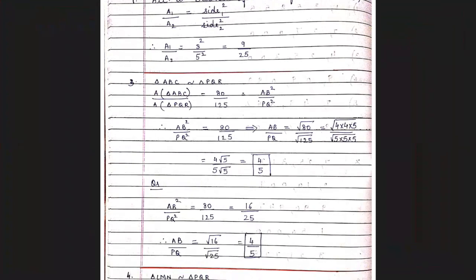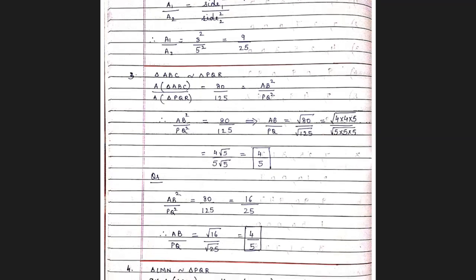Therefore, AB upon PQ, you have to find the square root of 80 and 125. 80 can be written as 4 into 5. 4 5s are 20, 4 20s are 80. Same way 125 can be written as 5 into 5 into 5. Now one 5 gets cancelled with one 5 over there. Or you can also write it as root 4 into 4, which is 4, root 5 remains, 4 root 5 upon 5 root 5. Root 5 gets cancelled, answer 4 upon 5.